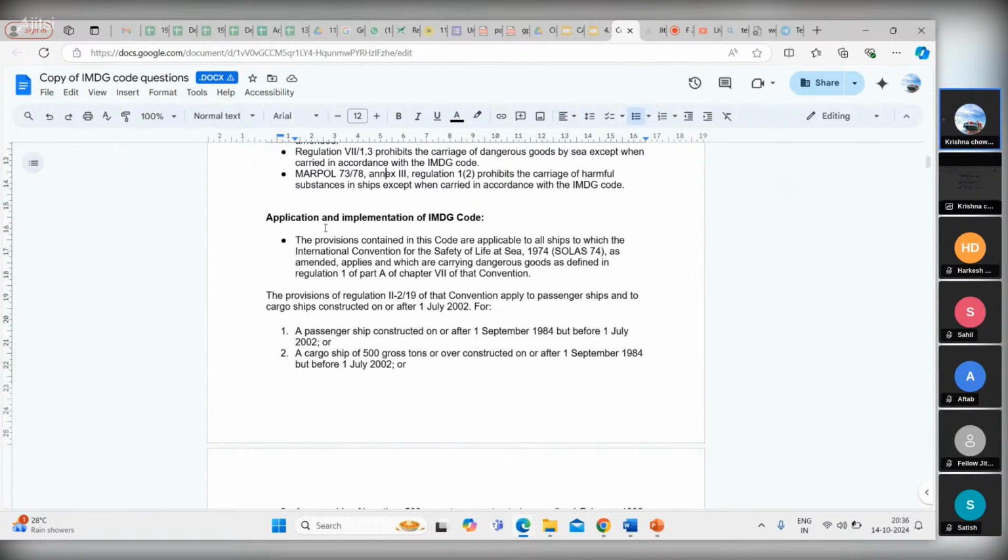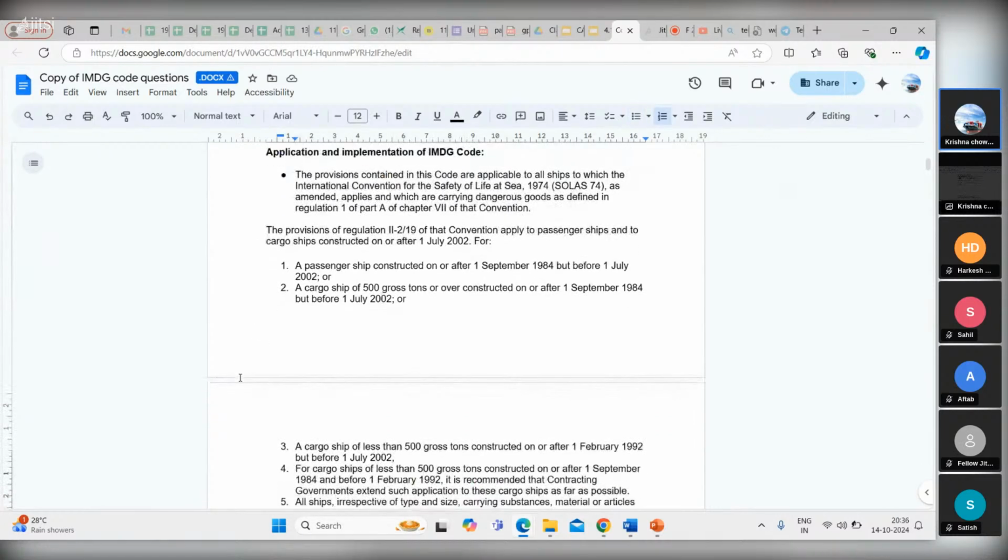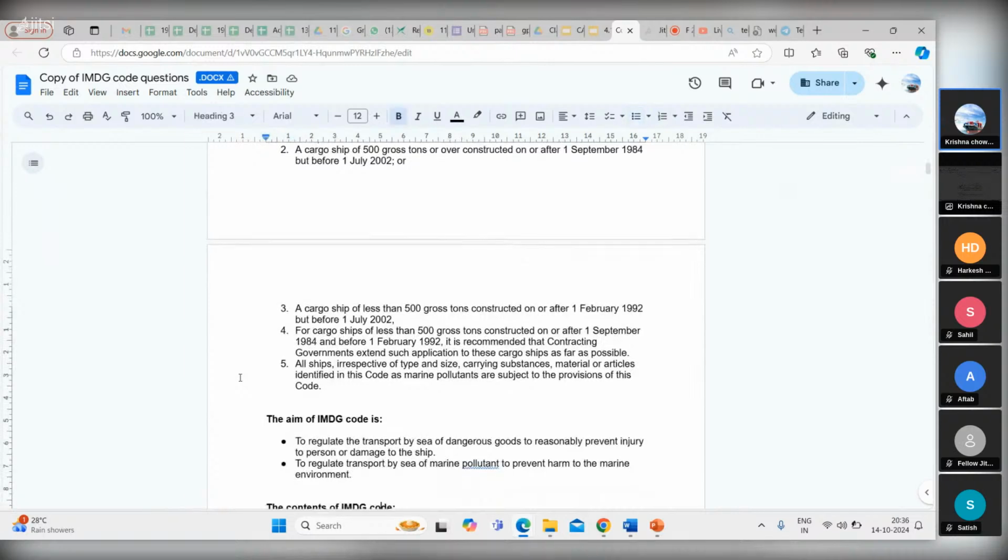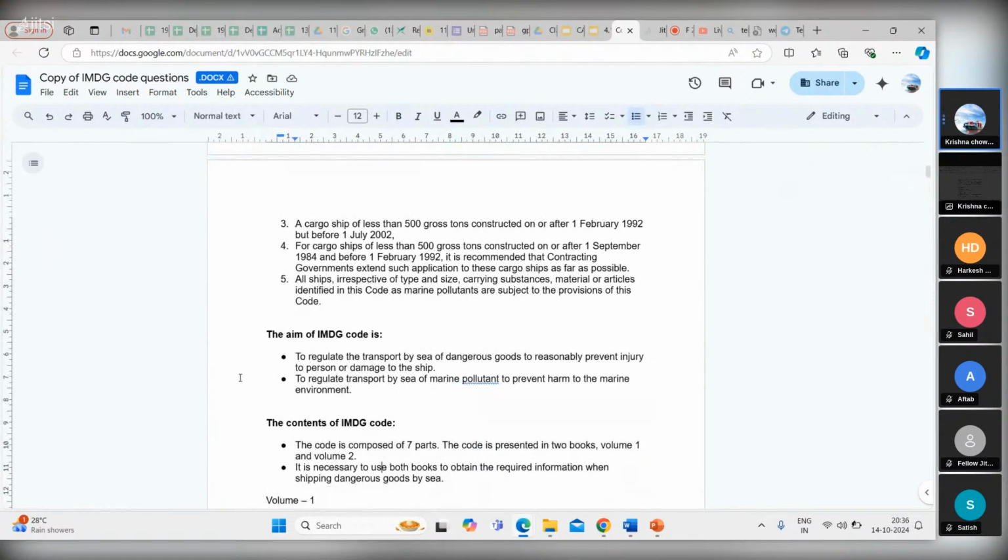Then what is the application of the IMDG code? It applies to all the ships mostly as per SOLAS, and the provisions of regulations of that convention apply to passenger ships. So in some passenger ships also, if that type of cargo is there, it will apply. Basically, from July 2002, all ships will have this IMDG code applicable and mandatory.